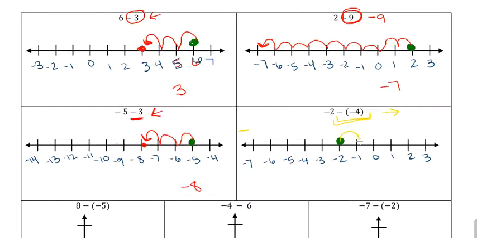I'm left at negative 1. So 1, 2, 3, and 4. So my answer would be 2. When I take away negatives, I'm actually going in the positive direction. All right, 3 more examples.